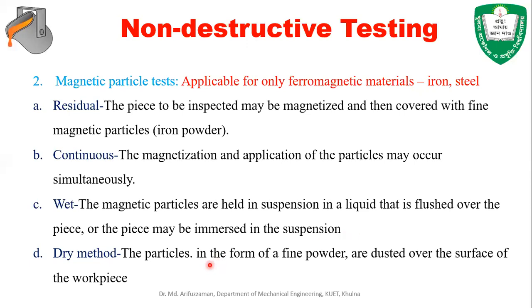If there is a crack, then the field will be disturbed, and that disturbance will indicate that there is a crack. In the dry method, the particles in the form of fine powder are dusted over the surface of the workpiece, and then you apply the magnetic field. Both are a similar type of technique, but one is first and the other is second.